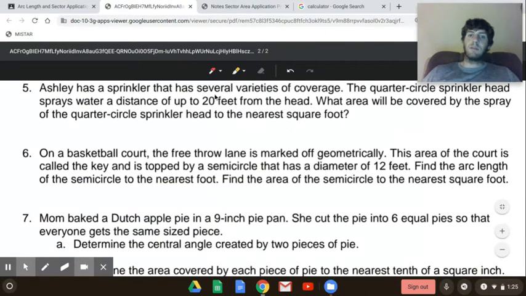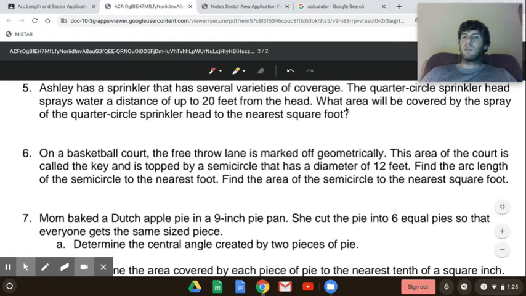Okay. Ashley has a sprinkler that has several varieties of coverage. The quarter circle sprinkler, right? Quarter is 1/4. Sprays water at a distance up to 20 feet from the head. What area will be covered by the spray of the quarter circle sprinkler head to the nearest square foot?